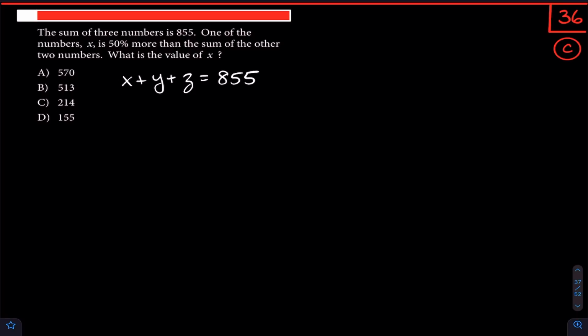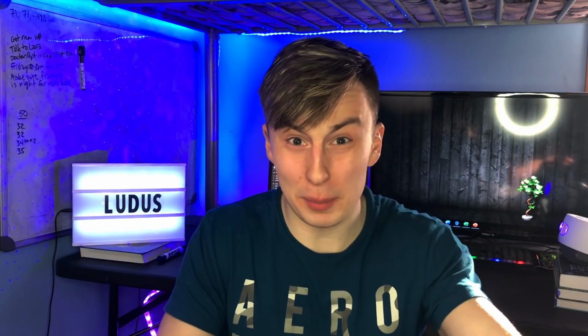So how do we write that? How do we write this relationship between x and y plus z? Well, what we can do is say that x is 150% of y plus z. Now, you might be very confused. Why did we put 150% there? Where does that come from? We're talking about 50% here. Why is it now 150?